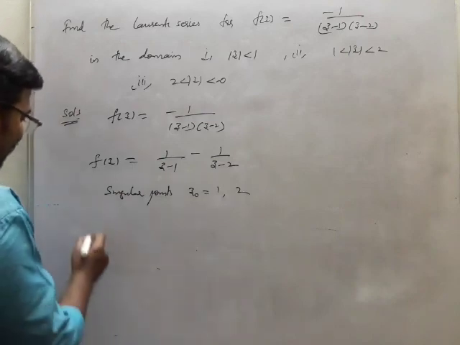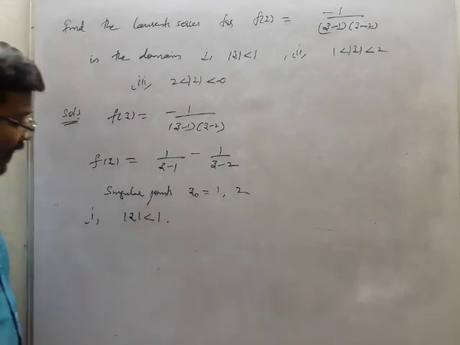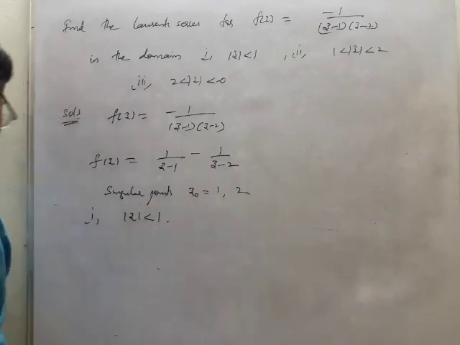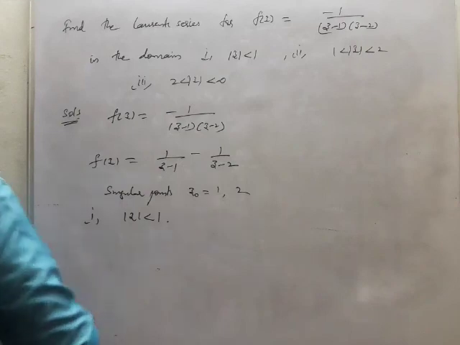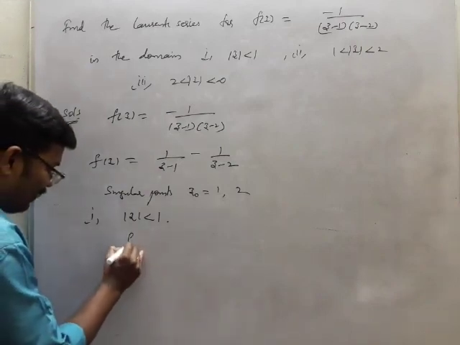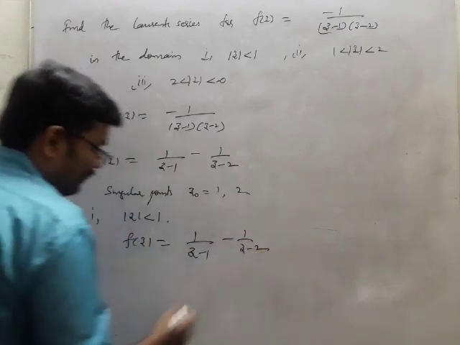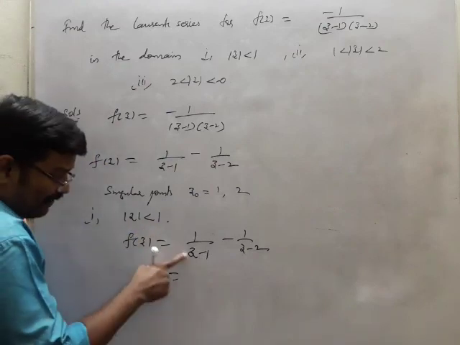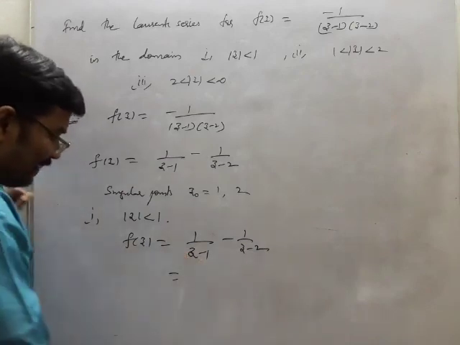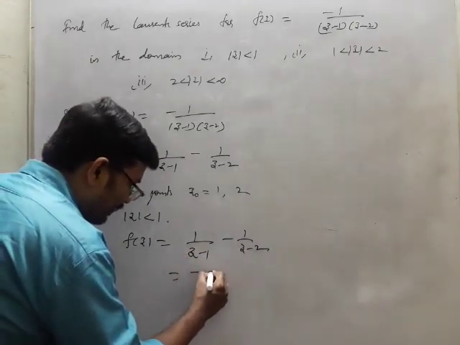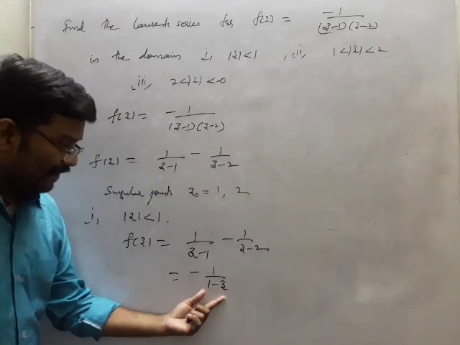So now we'll write the first condition. The first condition is mod z less than 1. Okay, for that mod z less than 1, we'll try to find out the expansion of this one. So f of z is equal to 1 by z minus 1 minus 1 by z minus 2. Since mod z is less than 1, we'll try to take the common factor here. First I'll take minus common, that is minus 1 by 1 minus z, so that I can directly expand 1 minus z.